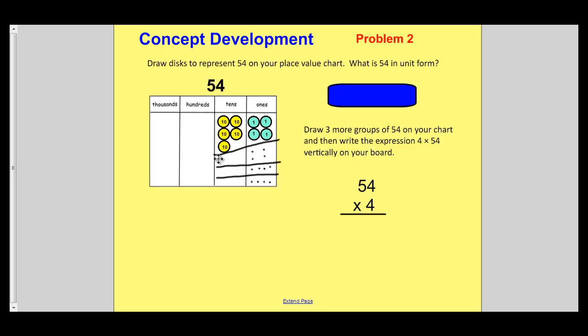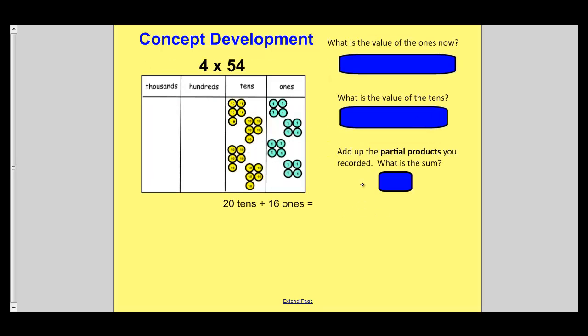I'm going to do the same thing with the 5. So I've got 1, 2, 3, 4, 5. 1, 2, 3, 4, 5. So I multiplied all of that times 4. Here's times 1, times 2, times 3, times 4. So now we're going to take a look. Go ahead and write 54 times 4 vertically over on the side of your journal. It's really important that you have it both ways. So we've got 5 tens and 4 ones times 4. And we have it represented, multiplied times 4. Okay?